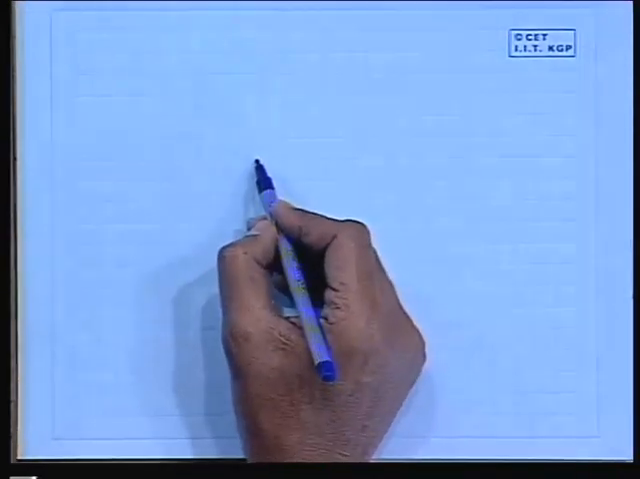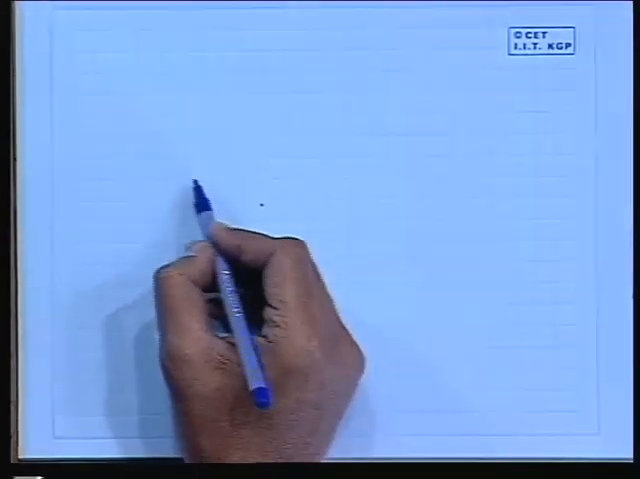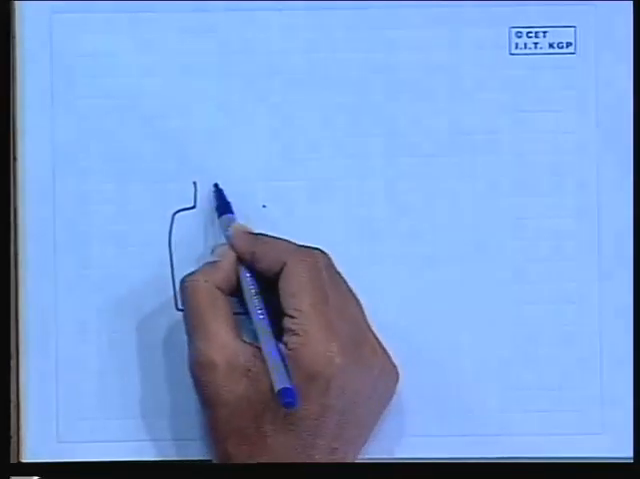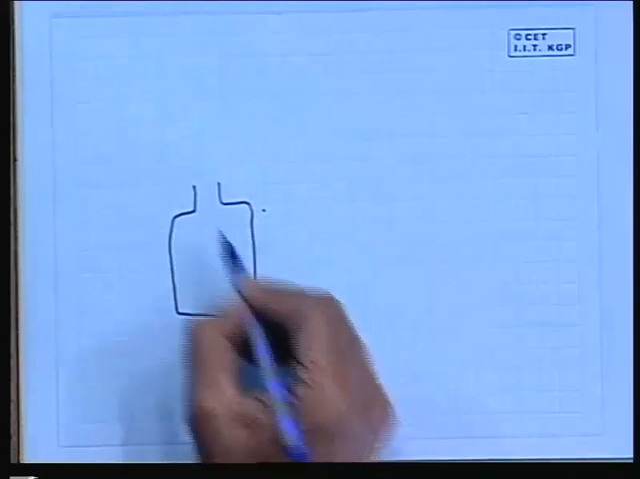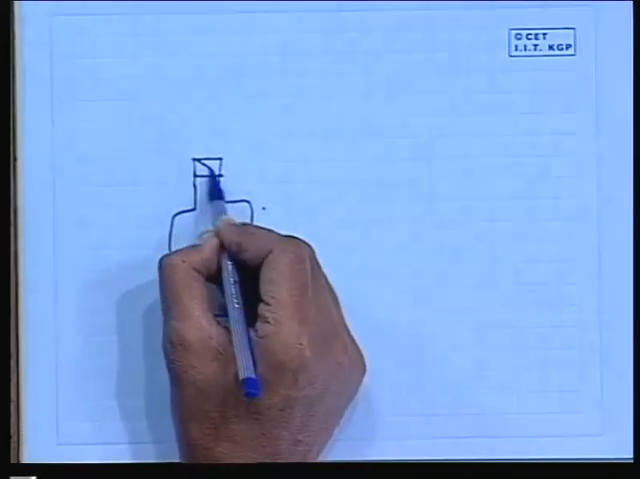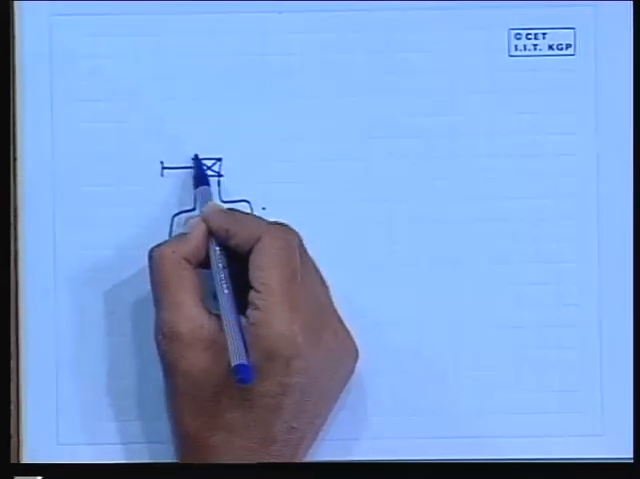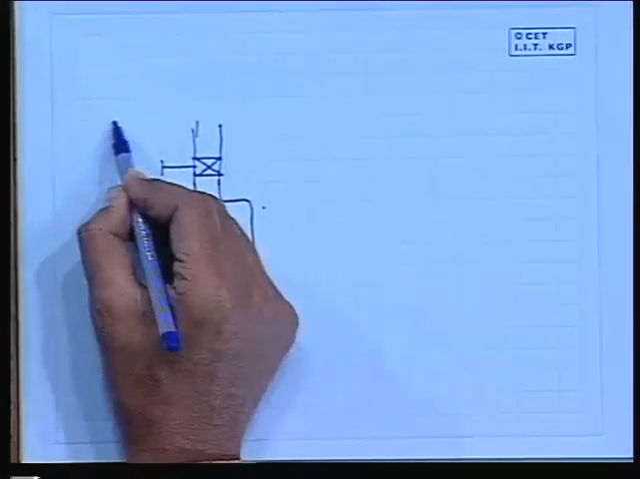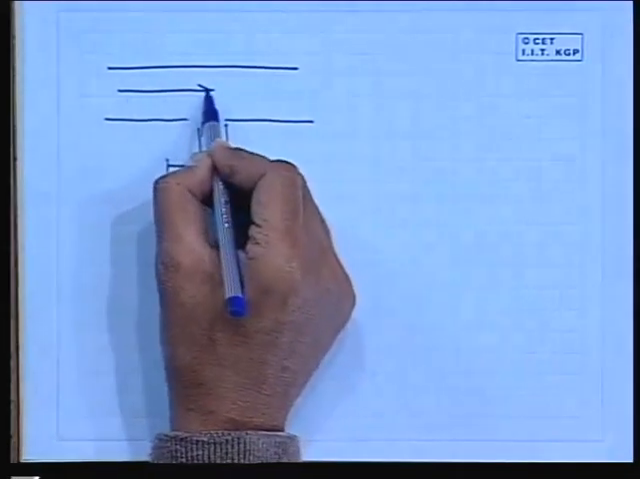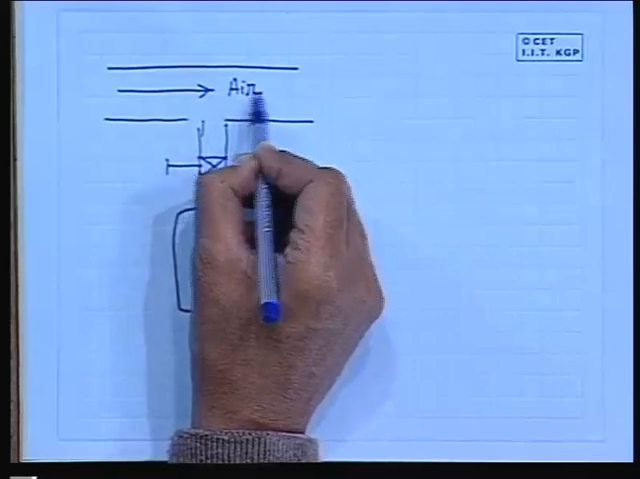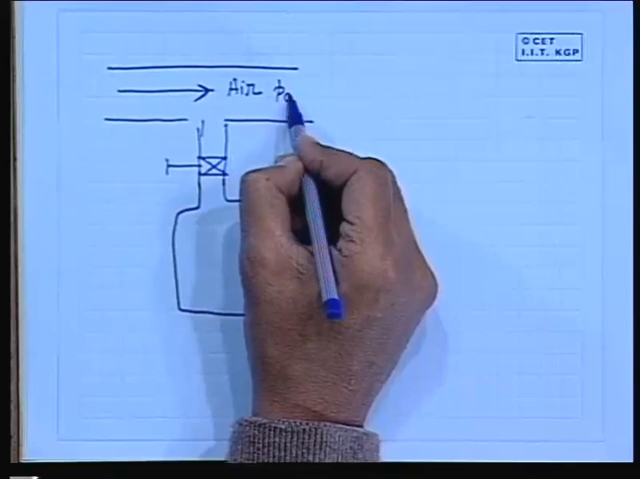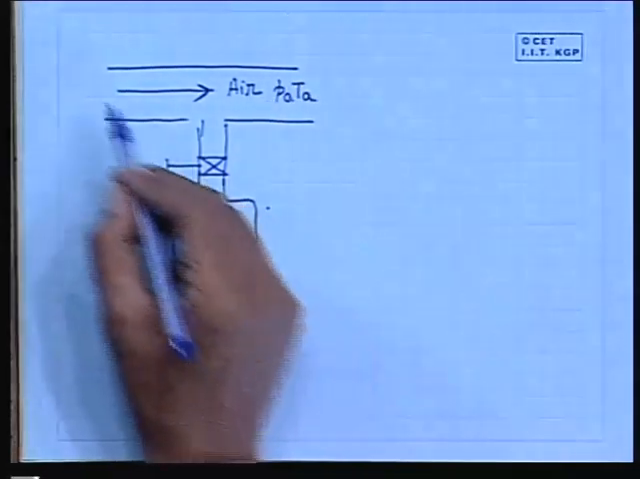Let us consider a bottle here. This is a typical problem of charging a bottle. Let us consider there is a valve which is being connected to a pipeline which contains air. This is a practical problem. There is a main pipeline through which air flows at a constant pressure Pa. This is the pressure and temperature of the air which is flowing.